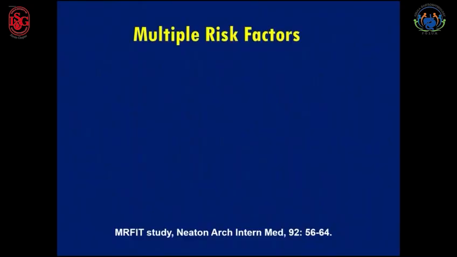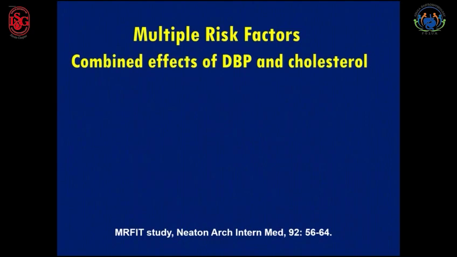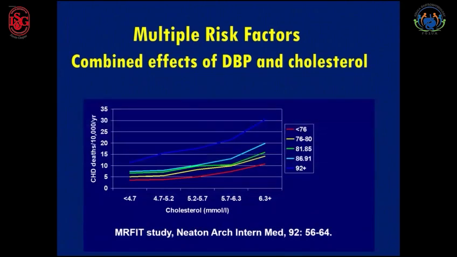What happens when there are multiple risk factors? Take the example of the combined effects of diastolic blood pressure and serum cholesterol. This figure shows the serum cholesterol on the x-axis. As the serum cholesterol increases, the chance of a person developing coronary artery disease also increases. With a cholesterol of 4.7 millimole and a diastolic blood pressure below 76, the risk is about 4 per 10,000.